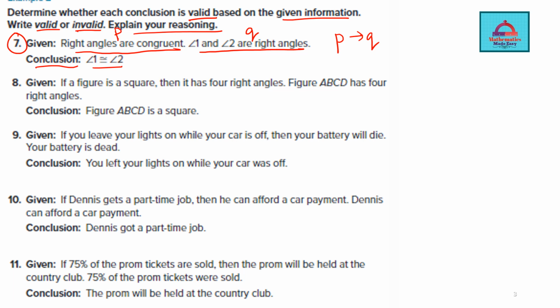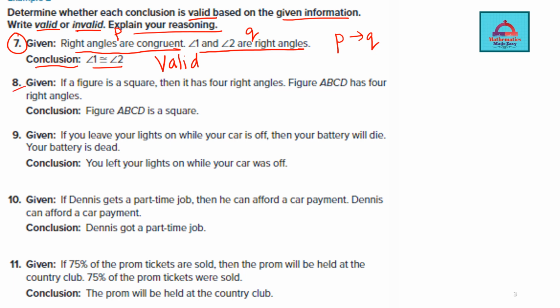So let's apply the law of detachment. Law of detachment says if P leads to Q is true and P is true, that means right angles are congruent, then angle 1 and angle 2 are also going to be congruent. So this is definitely a valid conclusion, and this is valid because of the law of detachment that you just saw. Next is question 8.